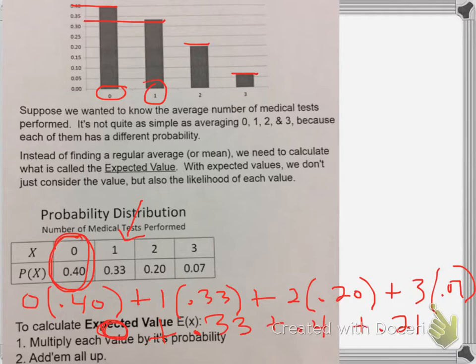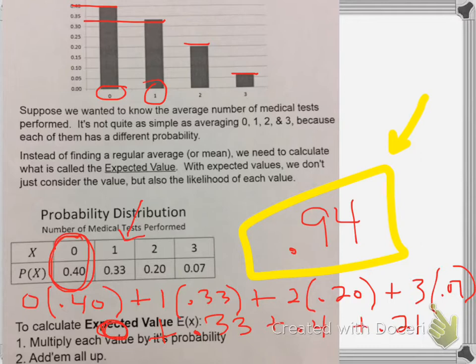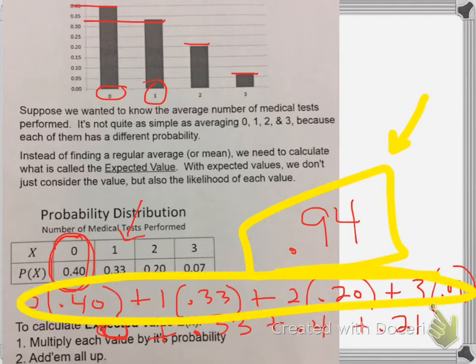And the expected value that I got was 0.94. So what does that actually mean? That means that the average number of tests that is run on any given person that goes into the doctor's office is 0.94. So pretty much 1 test, because you can't run 0.94 tests on a person. But that's what we just did. We found the average number of tests that was run on a person by using the data that was given to us.